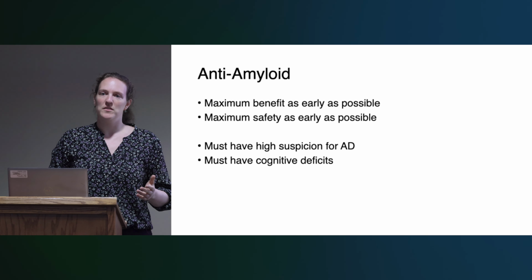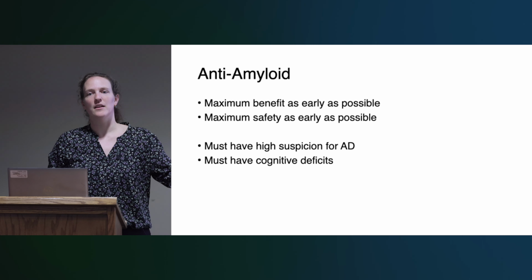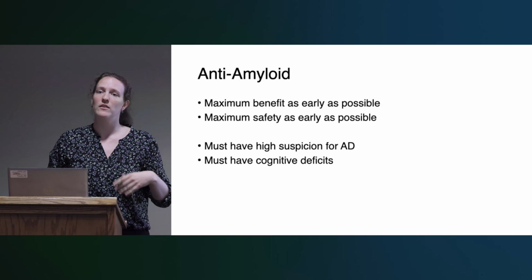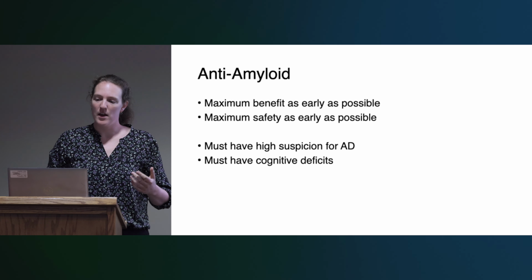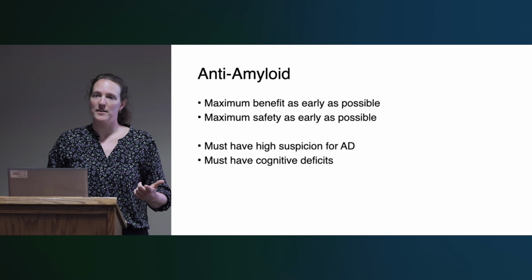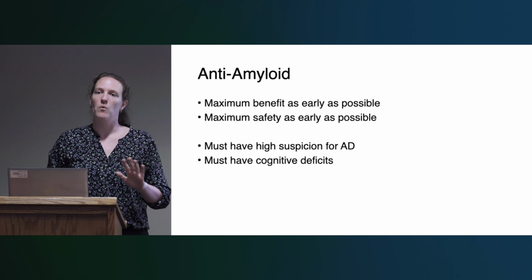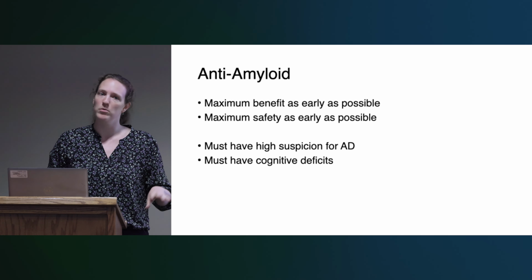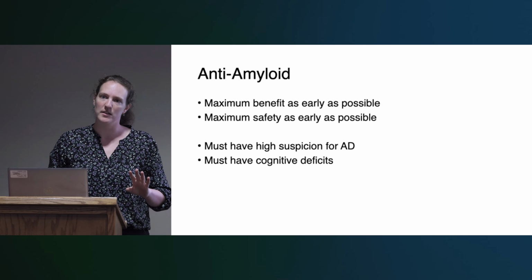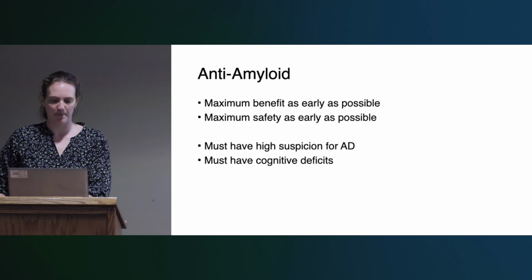The problem is just like with multiple sclerosis, the earlier you try to get a diagnosis, the harder it's going to be. And so that's what some of this testing is helpful for. So we need to have at least a high suspicion of Alzheimer's disease, either clinically or from the testing that we're going to talk about. And again, we must have cognitive deficits. So we do not want to use this prophylactically right now. That may change in the future. There's a number of ongoing studies about using it prophylactically, but right now we do not in a general clinical setting.